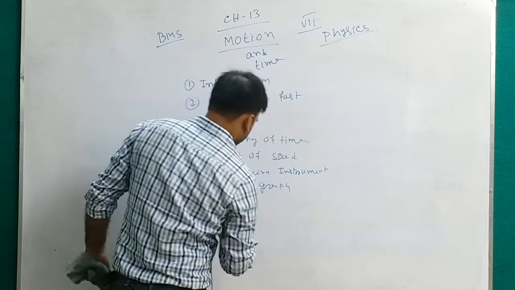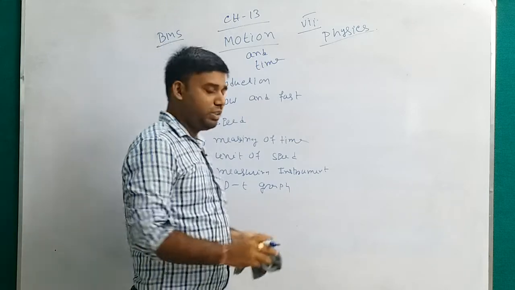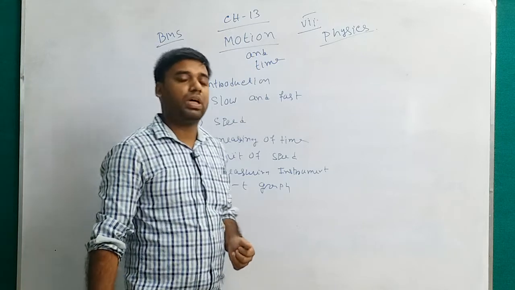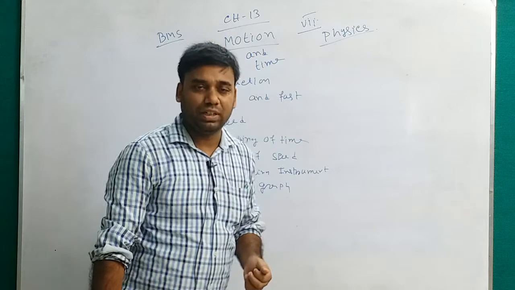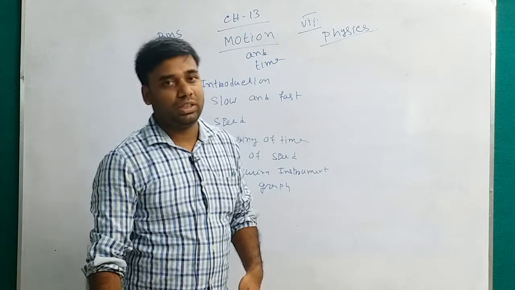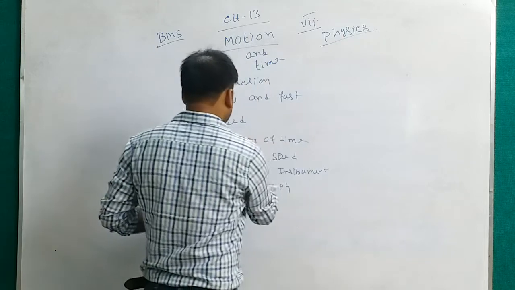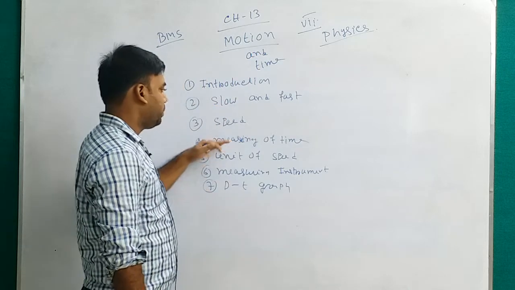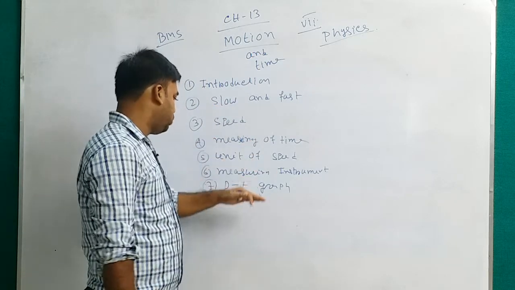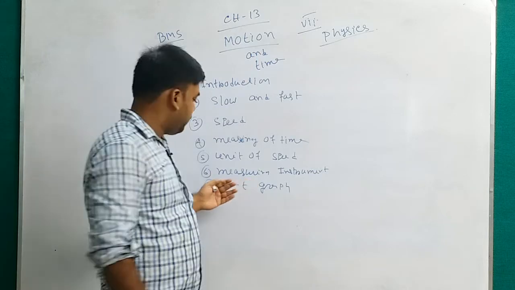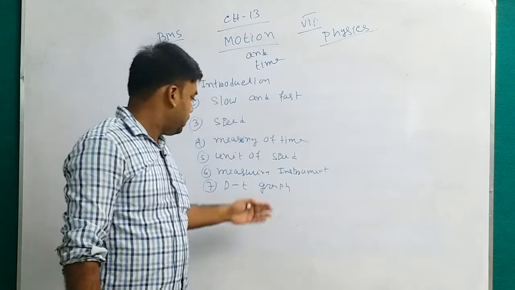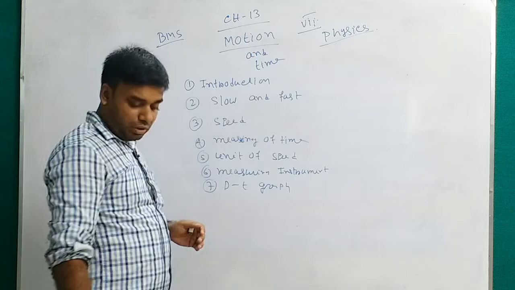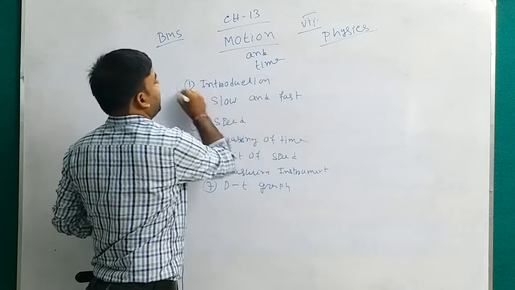Okay, though it seems that this distance time graph will be difficult for you, I am promising you that there will not be any difficulties when I discuss it in your class. So: introduction, slow and fast, speed, measuring of time, unit of speed, measuring instrument, and dt graph. DT means d for distance, t for time. These topics are to be discussed in your class. Today I will only discuss the first, that is introduction.